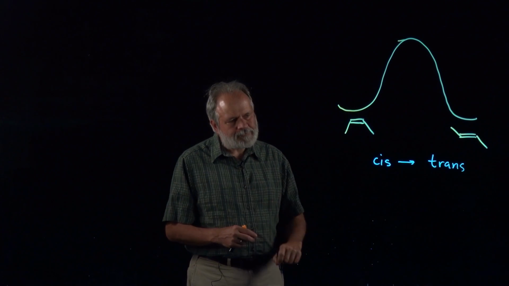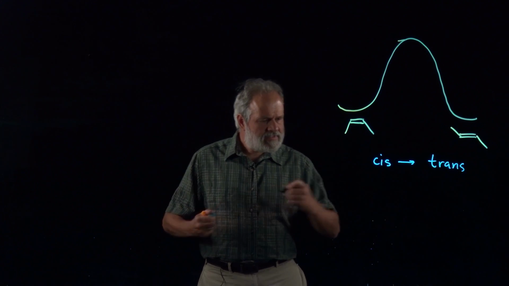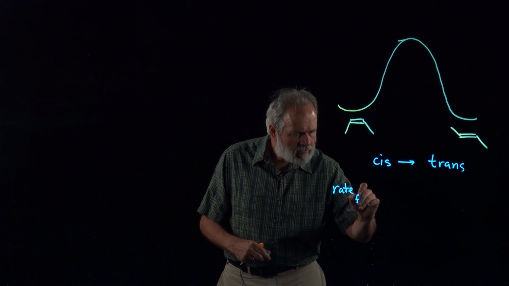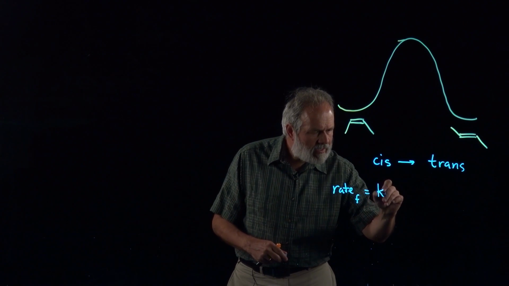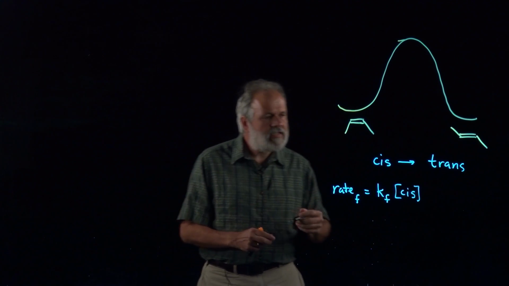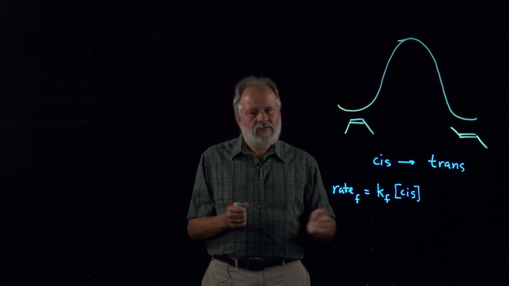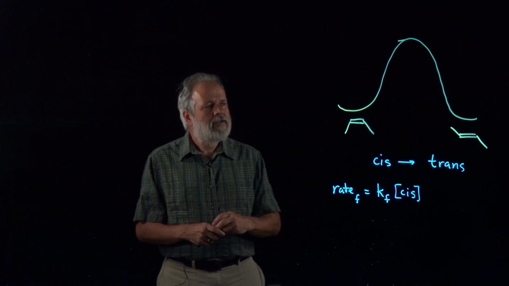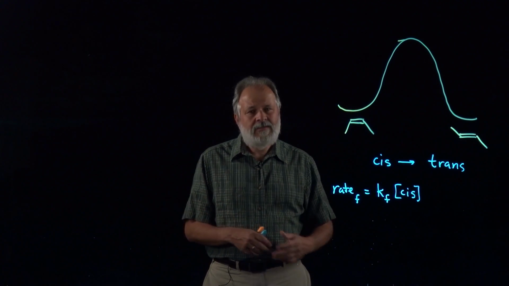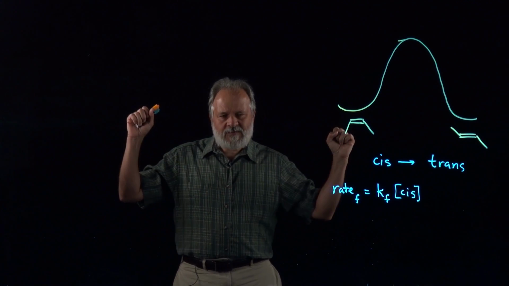Okay, so now when cis goes to trans, the forward rate is equal to the forward rate constant times the concentration of the cis molecules in molarity. Okay, so let's imagine we have only cis to begin with, and we have sufficient energy in our system to overcome the activation energy a large number of times. And so molecules start getting converted from cis to trans.